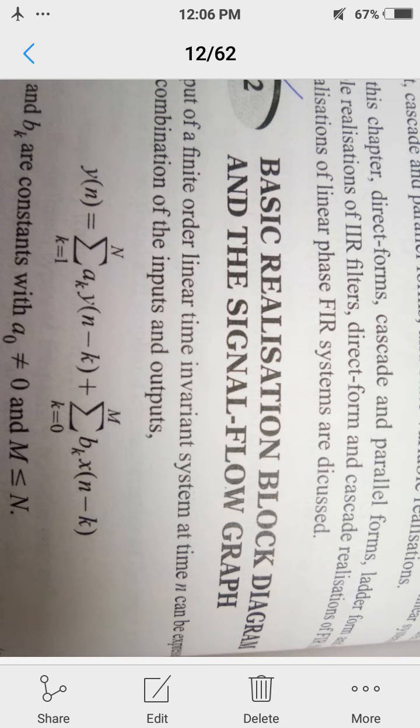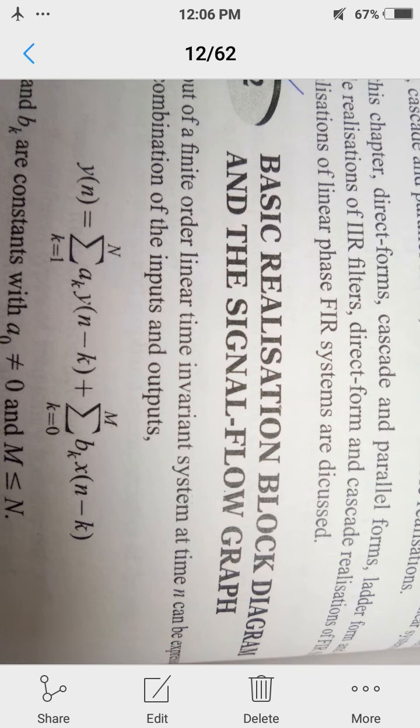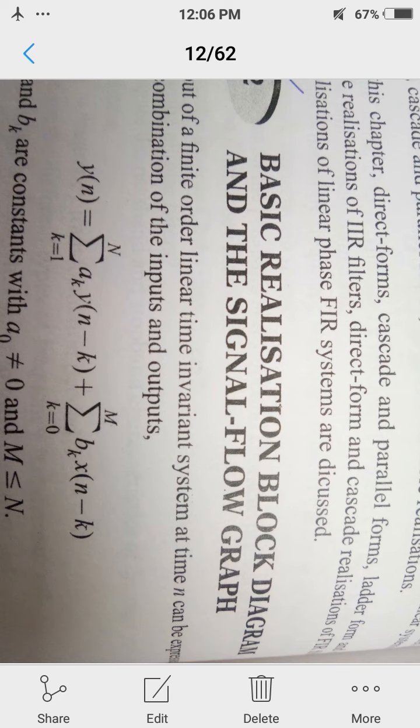for. Now the output for a finite order linear time invariant system at time n can be expressed as a linear combination of inputs and outputs, which is given mathematically by y[n] = sigma k=1 to N a_k y[n-k] + sigma k=0 to M b_k x[n-k], where a_k and b_k are constants. A0 should not be 0 and capital M is less than capital N here.